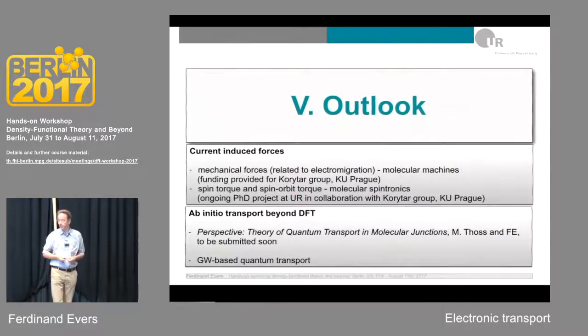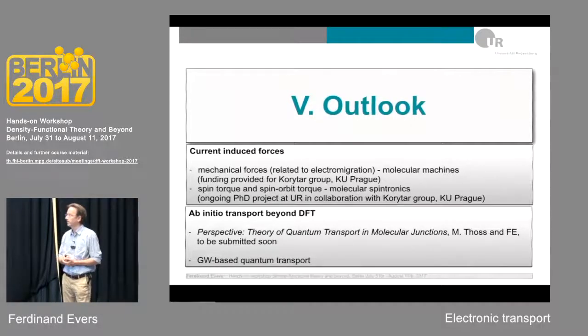Good. So there's one more slide, and then I'm done. This is about the outlook. I'm still not at the end of what one can do with these formalisms. What is under development at the moment are formalisms that calculate things like current-induced forces. If a current flows through a molecule or just any material, it actually gives rise to mechanical force. That's a little bit related to electromigration, and one can calculate how big it is. One can hope to drive molecular machines with this force. There's also a force related to the spin flip probability that's going to induce spin-orbit torque. That's what we try to calculate at the moment.